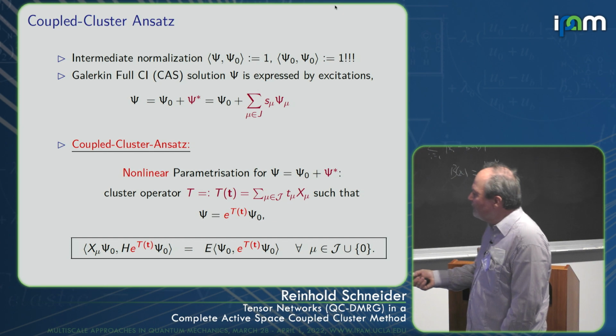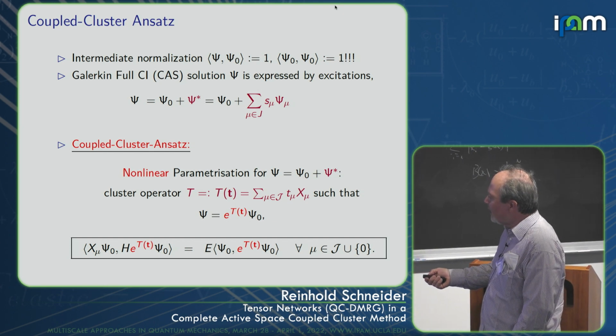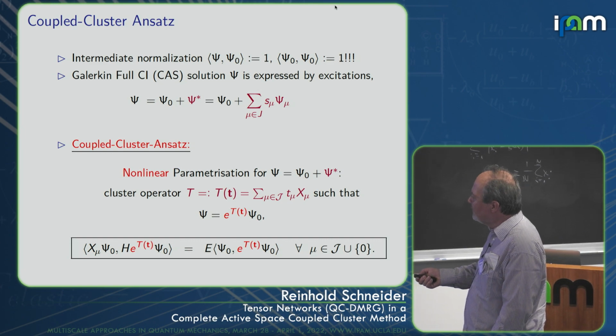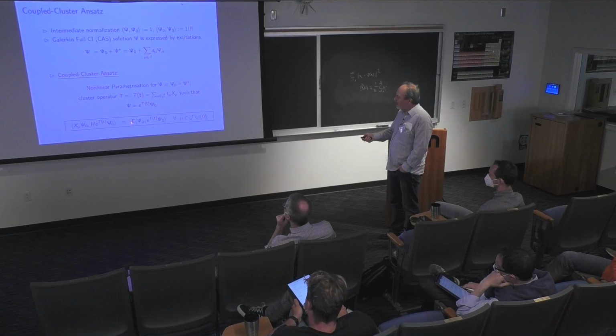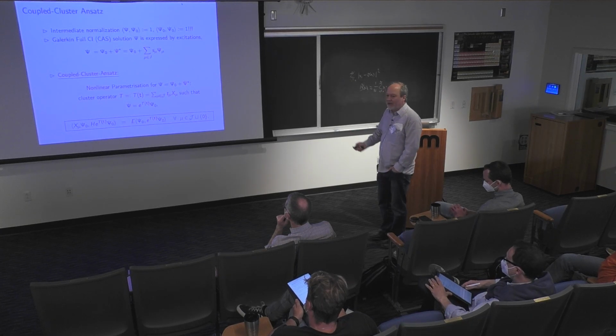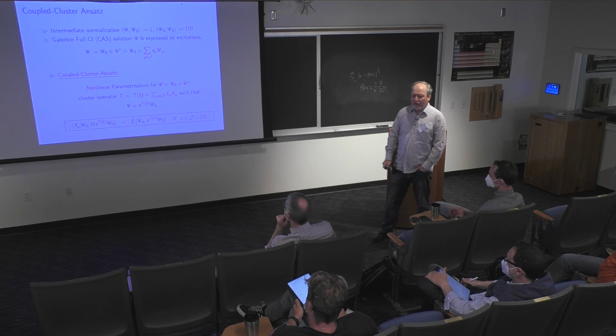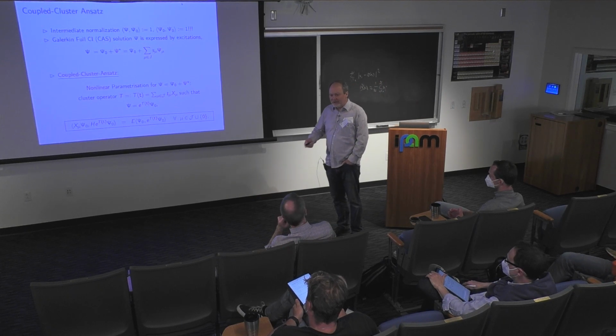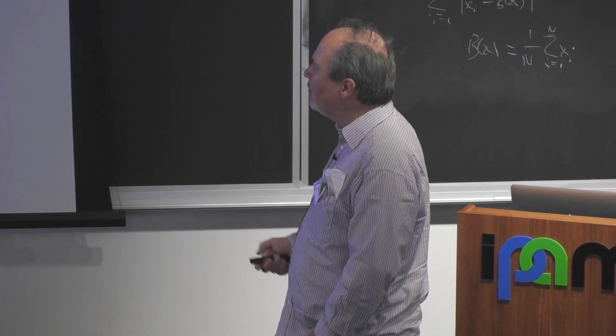So if psi is supposed to be the solution of the full CI, and E is the full CI energy, then the Hamilton operator applied to psi is equal to E times psi. And typically we are looking for the ground state. So the coupled cluster method is a gold standard for ground state calculation.